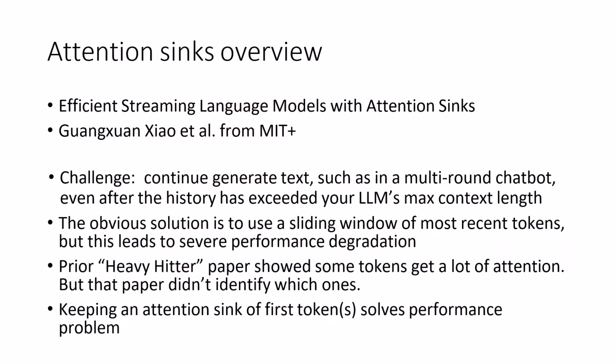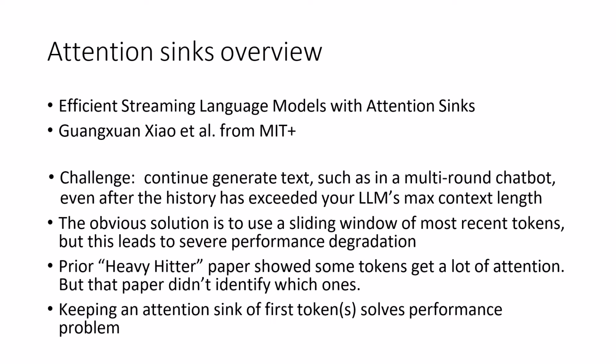The title is Attention Sinks Overview. By now you probably have figured out the problem: if you train your model on a fixed window size like 4,000, by the time you get past that, say you're on the 5,000th token, and you're caching keys and values, which people do for performance, then the model does really poorly after 4,000. It doesn't even generate coherent sentences anymore.